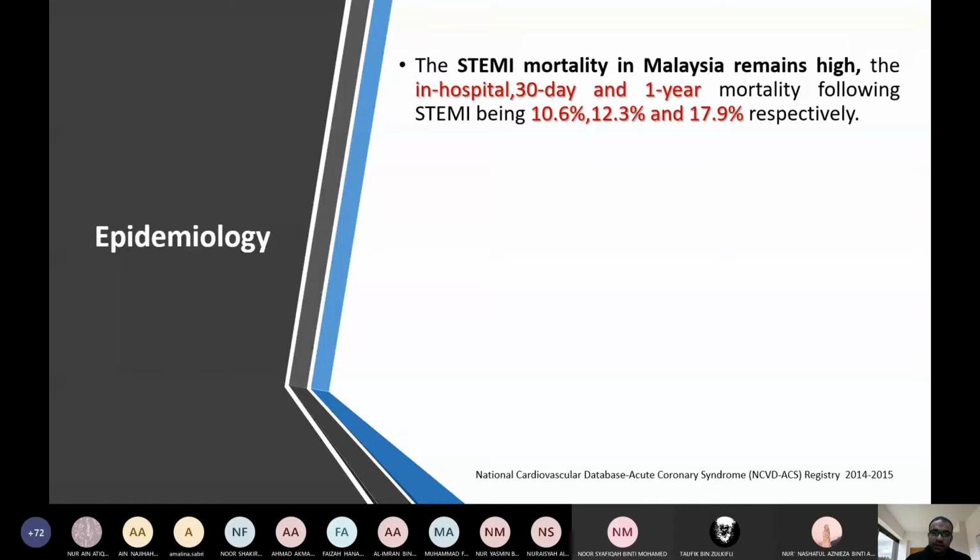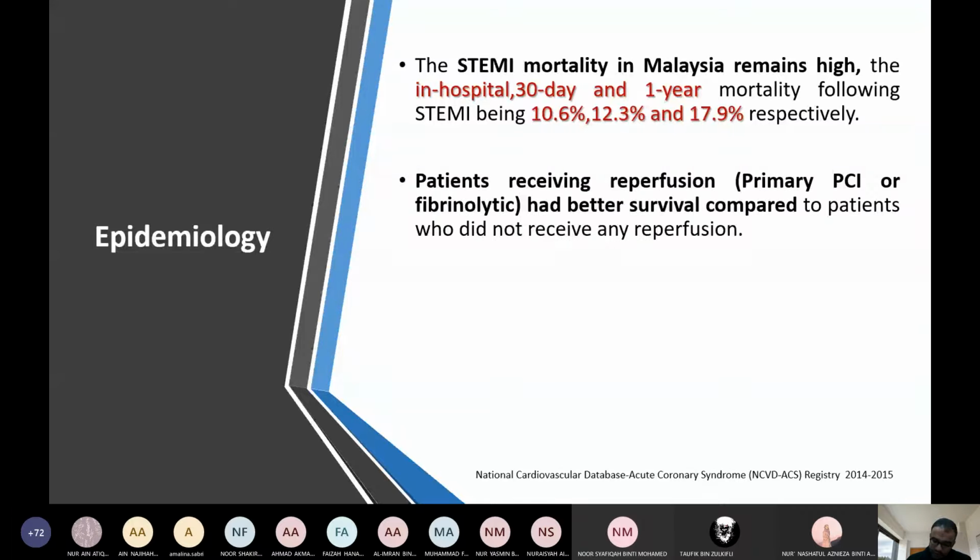So just to have some highlights about STEMI and the ranges and how serious it is. We have the recent data from the national level, from the National Cardiovascular Database for acute coronary syndrome, the national database for ACS in Malaysia. You can see the in-hospital mortality, the 30-day mortality, and the 1-year mortality following STEMI range from 10.6 up to 18% respectively. And this is quite high, okay? 18 out of 100 patients in 1 year following the STEMI will die. This is a very high and very serious condition.